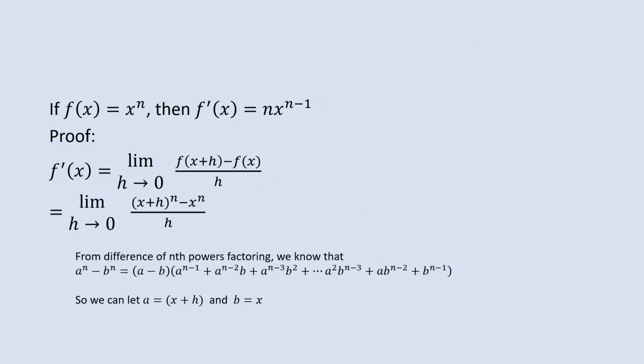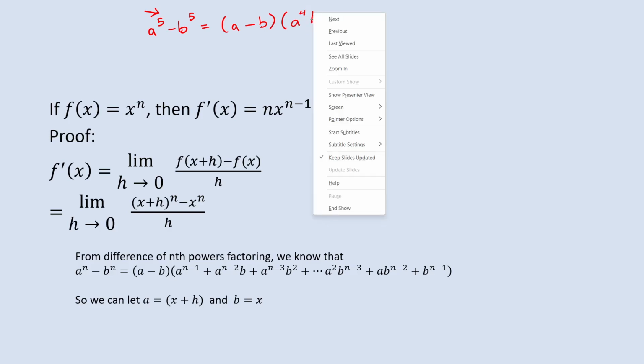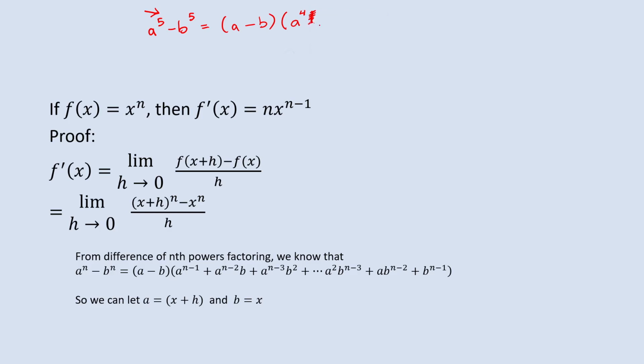Now, recall difference of nth powers factoring, and let's use an example to help us recall it. Let's use a to the 5 minus b to the 5. We know that a to the 5 minus b to the 5 has a factor in front of a minus b. And then we can also write, in this case, we'll think of n as being 5. We're doing difference of nth powers. Here we're doing difference of fifth powers. So for this example, n is 5. In the second bracket, we're going to have a to the n minus 1 times b to the 0. So we'll leave that out.